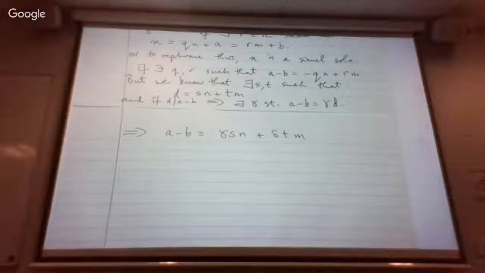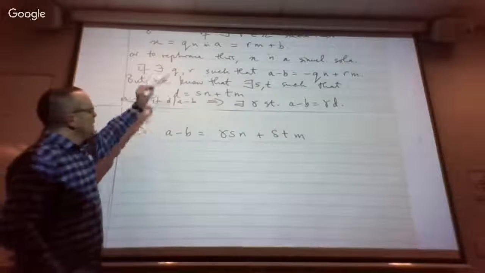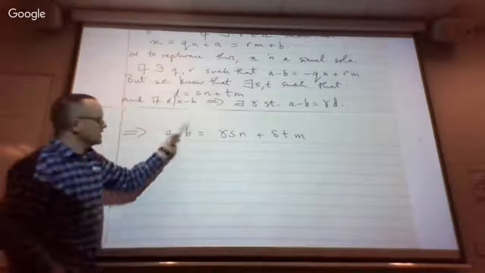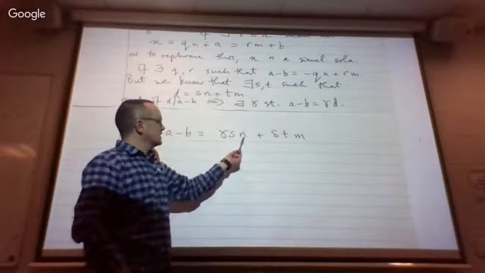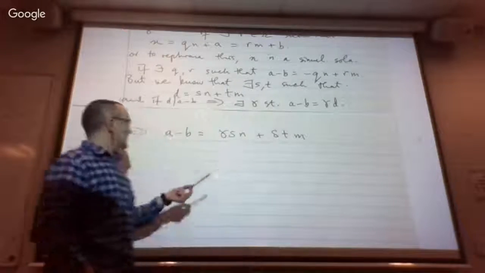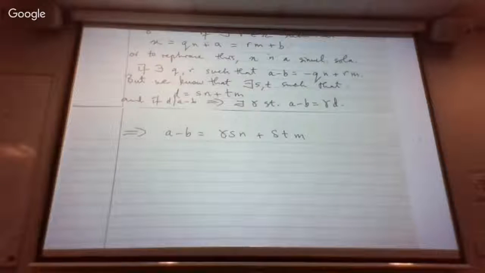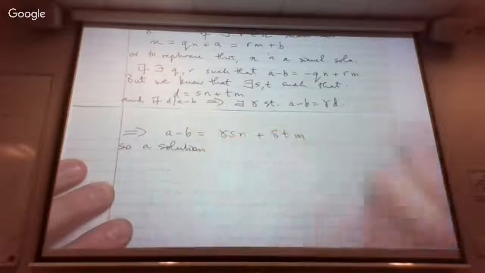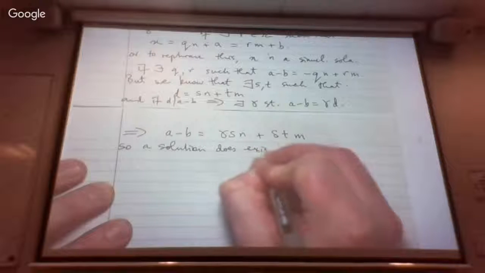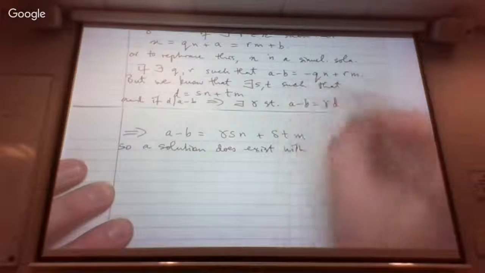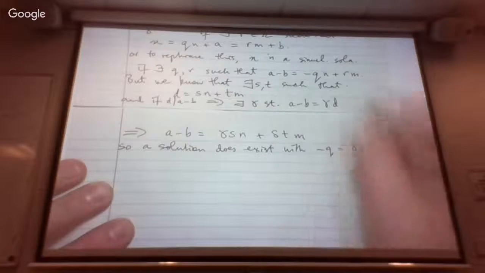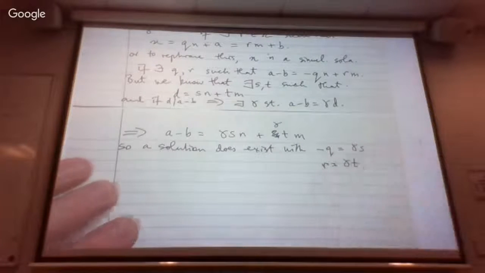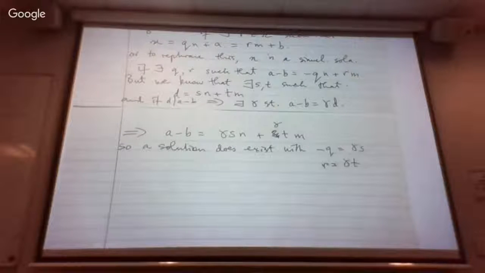We just said a moment ago that simultaneous solutions exist if there exist coefficients that make A minus B a linear combination of N and M. Well, here they are: here's the gamma S, here's the gamma T. They're coefficients of N and M that give a linear combination of N and M equal to the difference A minus B. So a simultaneous solution does exist, with the minus Q we were looking for being gamma S, and the R we were looking for being, sorry, not delta, gamma, being gamma T. So that proves the if and only if bit.